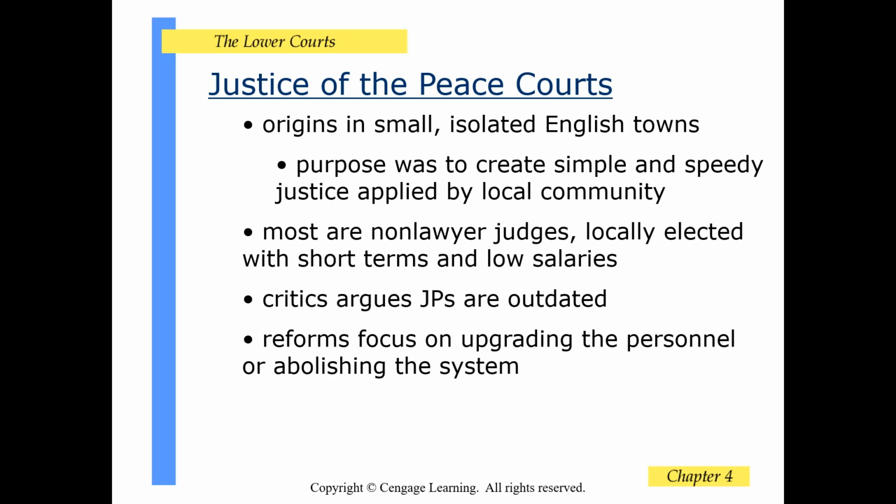Let's think for a moment about Justice of the Peace Courts, which is a lower court. Its origin is in small, isolated English towns, and its purpose was to create simple and speedy justice applied by the local community. Most justices of the peace are actually not lawyers at all, but are elected with short terms and low salaries in that jurisdiction. Critics argue that justices of the peace are outdated, and reforms focus on upgrading the personnel or abolishing the system altogether.